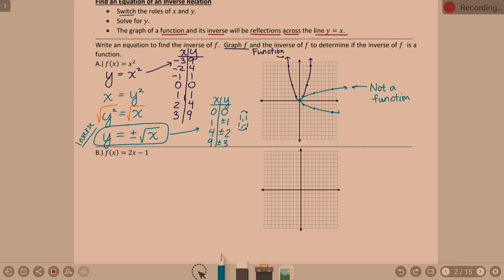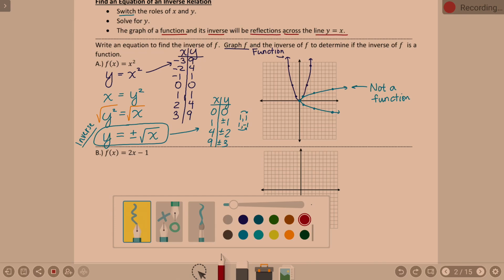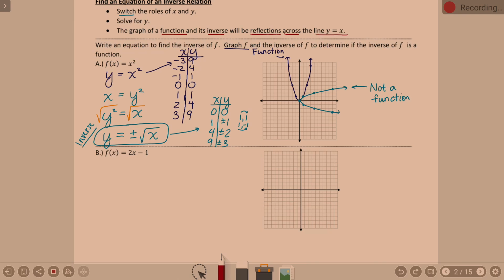I guess I'm not sure if it ever asks if it's a function or not. I think I'm just taking advantage of the opportunity to talk about it. Okay. Eventually we're done with this problem, but one thing I want to talk about. It says to graph them to determine if the inverse of f is a function. Oh, I guess we did do that. We did have to do that.